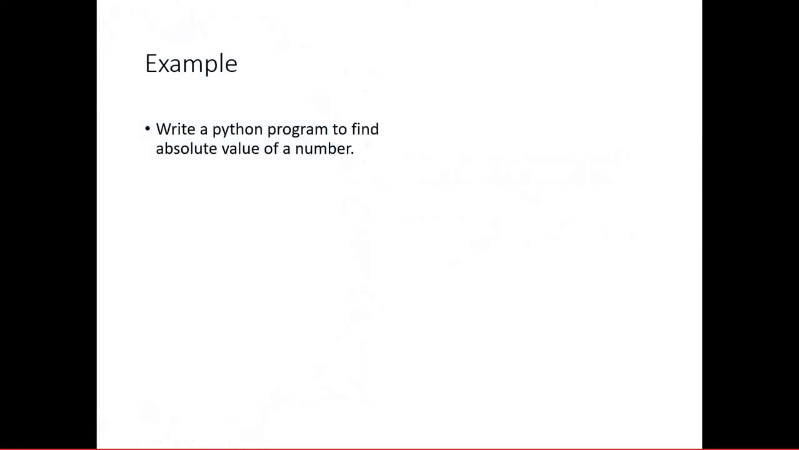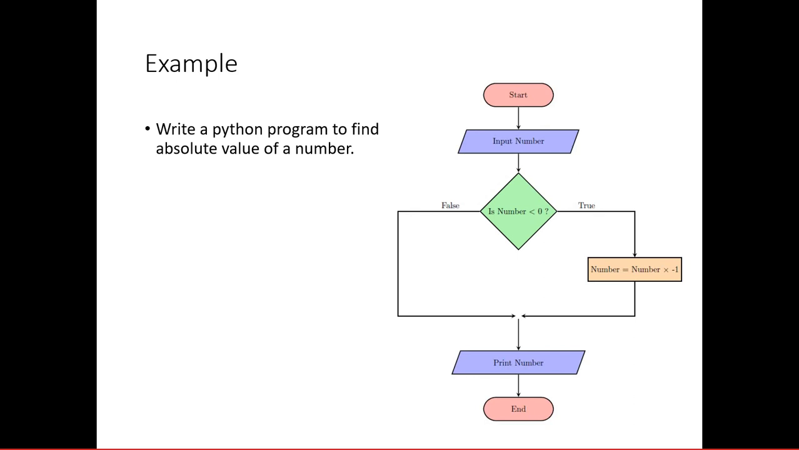So let's see. Now let's write a small program. In this program, what we are going to do is find the absolute value of a number, meaning you are going to get a number from the user, and then print the absolute value of the number. In simple terms, the logic is you get the number and check whether it is negative. Why negative? Because if the number is positive, you don't have to do anything. But if it is negative, you have to make it positive.